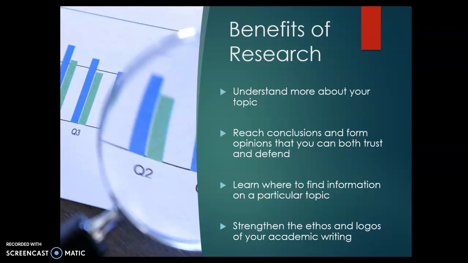Your goal is to add to that conversation, to constantly take this topic, phenomenon, or idea in which you're interested in researching in a certain discipline, taking that and adding to it in some way. The goal is to constantly continue the work that other people have done to refine the understanding about a topic or focus of research, reach conclusions and form opinions that you can both trust and defend.